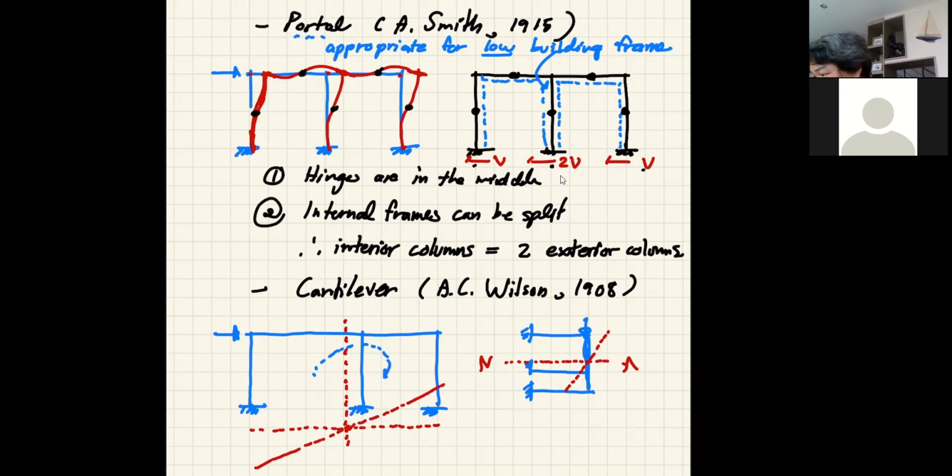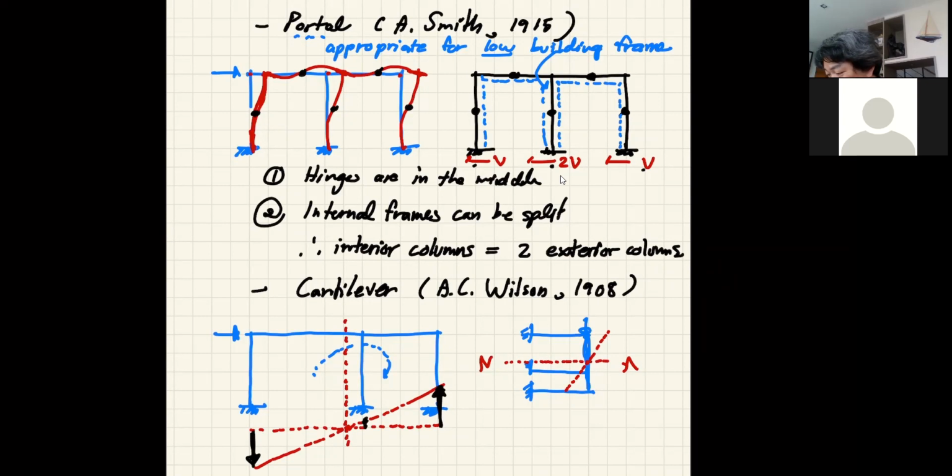So you see, this force will be compression based on this distance. The force in this one will be slightly compression, and here that will be tension. So, okay, that's the cantilever method.